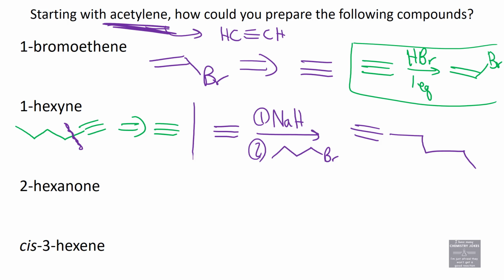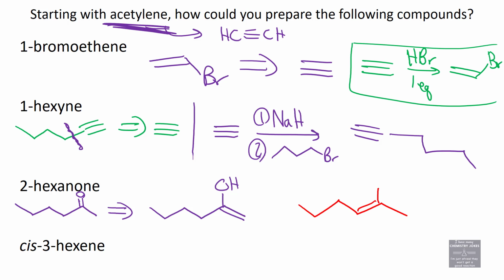How would you make 2-hexanone? We don't know naming of ketones yet, but that's a ketone. 2-hexanone. If I come back through my knowledge of ketones, we've talked about ketones coming from enols. The ketone could come from that enol, or the ketone could come from this enol. The purple enol or the red enol is what would tautomerize to make that ketone.